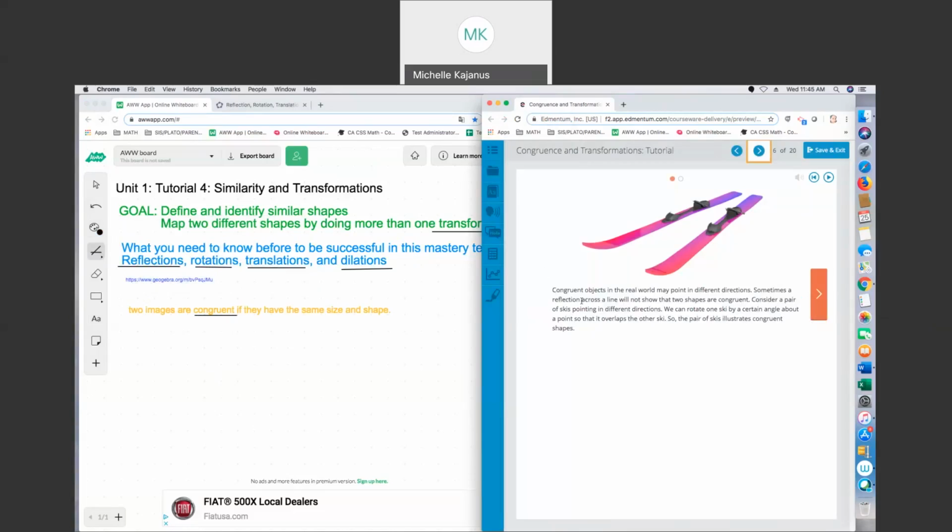Page 6. Congruent objects in the real world may point in different directions. Sometimes a reflection across a line will not show that the two shapes are congruent. Consider a pair of skis pointing in different directions. We can rotate one ski by a certain angle about a point so that it overlaps the other ski. So the pair of skis illustrate congruent shapes.